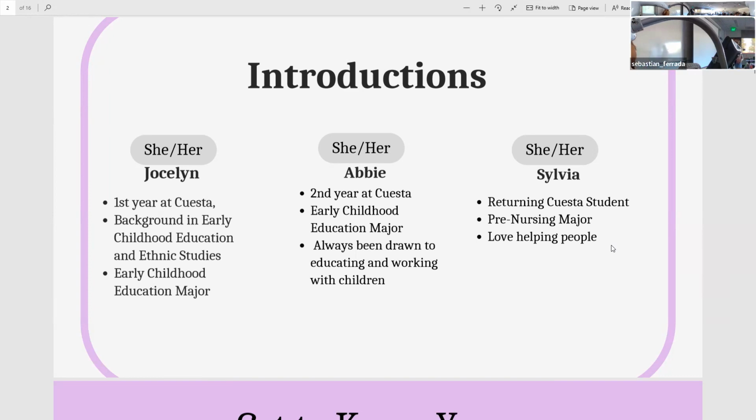My name is Sylvia. My pronouns are she, her. I am a returning student to Cuesta. I was a psych tech for several years and just wanted to further my education. And I decided to do nursing. So I am a pre-nursing major at this time. I love helping people. And I do think that all of the knowledge I learned in my ethnic studies class will help me better improve my experience and the experience of my patients in the future.